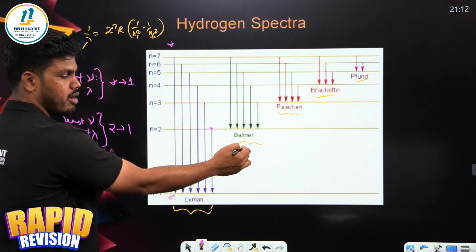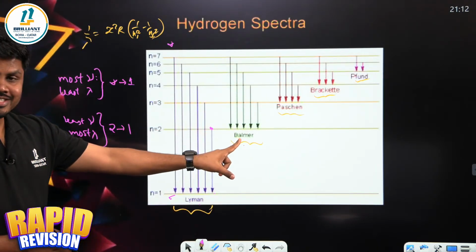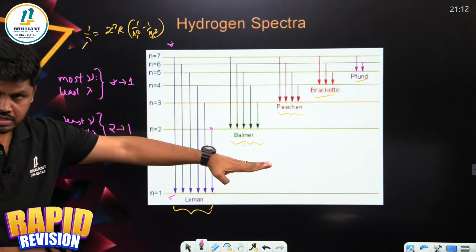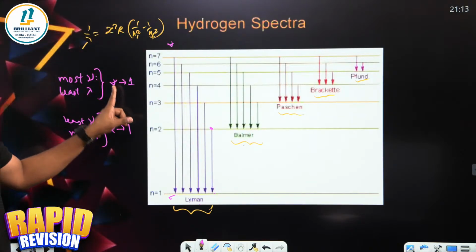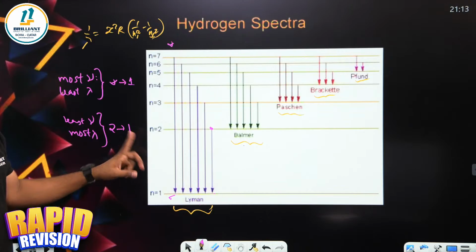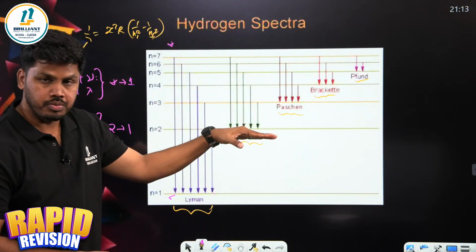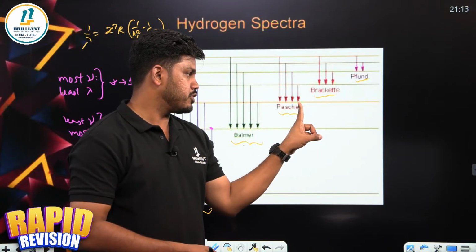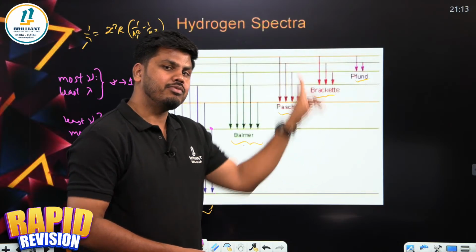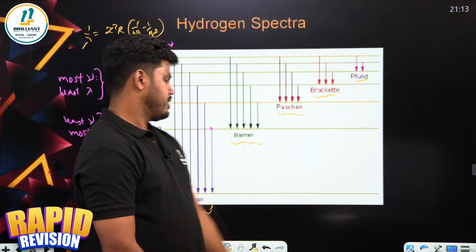Like for Balmer series, lowest energy is from 3 to 2, nearest to the initial, 2, right? It will be 3 to 2. And highest energy will be from infinity to 2. Here, lowest energy from 4 to 3. Highest will be infinity to 3, like that.